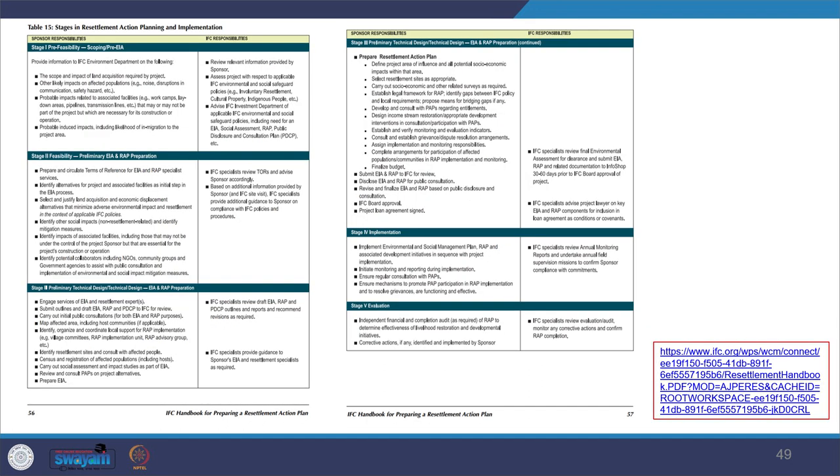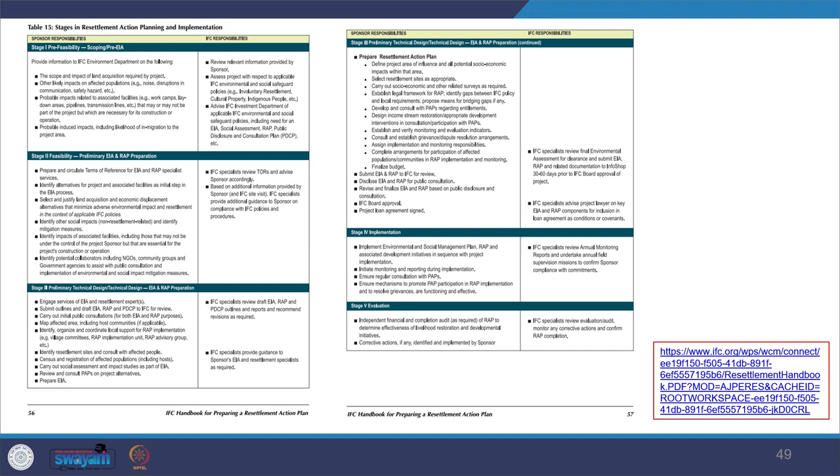So now, looking at the stages of the resettlement action plan as given by IFC, you can see here in the table all these stages, five stages given by them. You can see the pre-feasibility scoping of EIA, the pre-EIA stage, how you undertake it, and what kind of information is provided. Then you have feasibility, where you prepare the resettlement action plan preparation stage. So you prepare and circulate terms of reference, hire specialist services, and identify alternatives for the project.